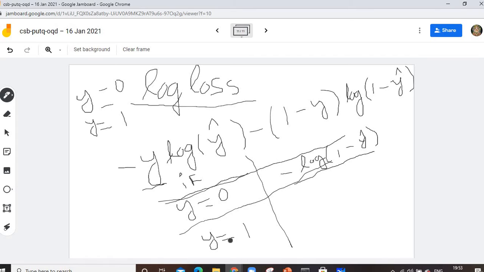If my y is equal to 1, then this part will be completely 0, because 1 minus 1 is 0, and 0 multiplied by anything is 0. So the other part comes into the picture for the case y is equal to 1, and the result will be minus log of y hat.